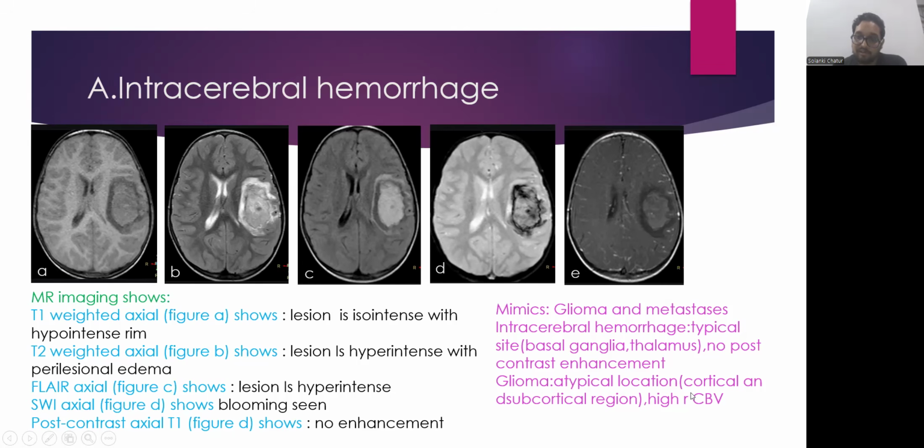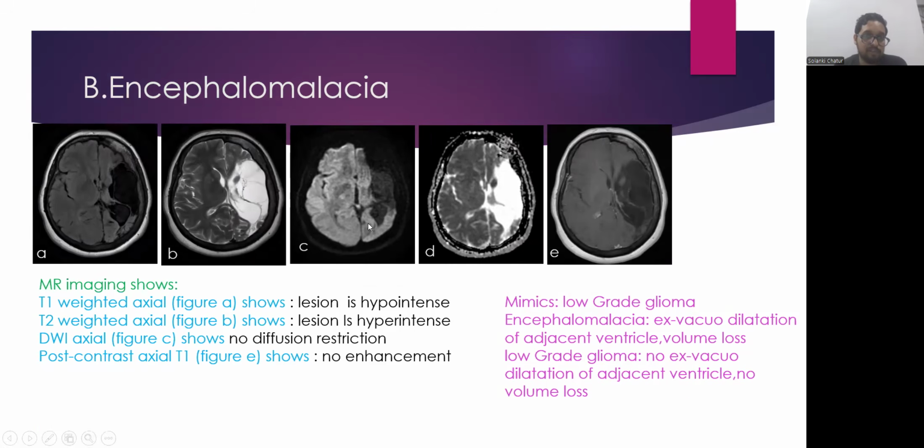Glioblastoma has a typical location in cortical or subcortical regions with high perfusion, while intracerebral hematoma has a typical location such as basal ganglia or thalamus and no post-contrast enhancement. Encephalomalacia on MR imaging shows a lesion with CSF intensity, T1 hypointense, T2 hyperintense, no evidence of significant diffusion restriction, and no post-contrast enhancement. It can mimic low-grade glioma. Low-grade glioma has no ex vacuo dilatation of the adjacent ventricle and no volume loss.